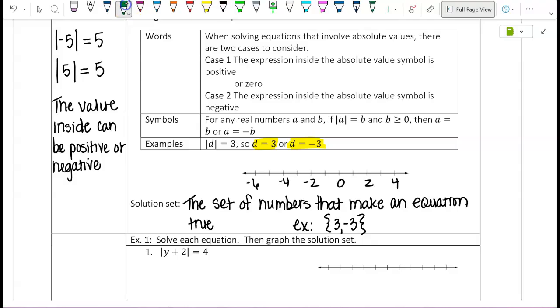So in this case, I would have a dot at positive 3 and a dot at negative 3. That would be the graph of the solution set. Those 2 points, or those 2 values, make my absolute value equation true.